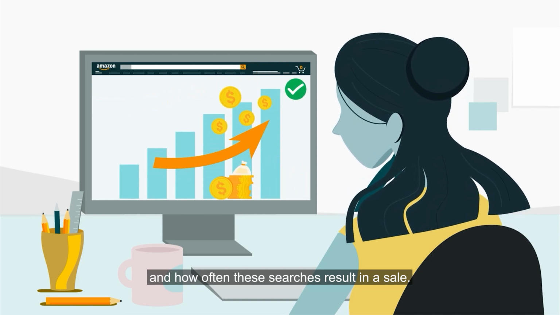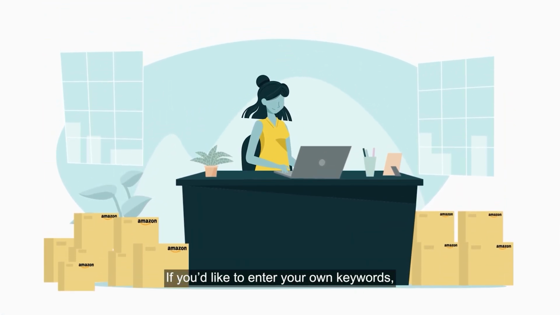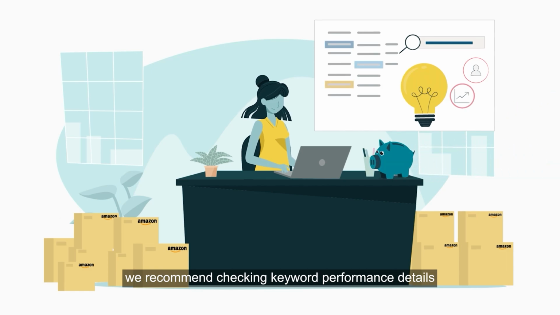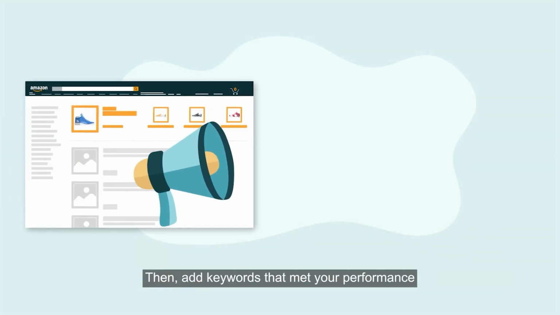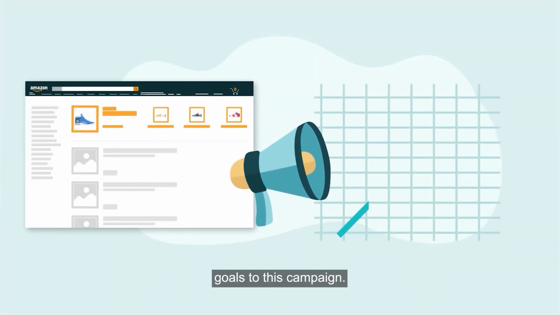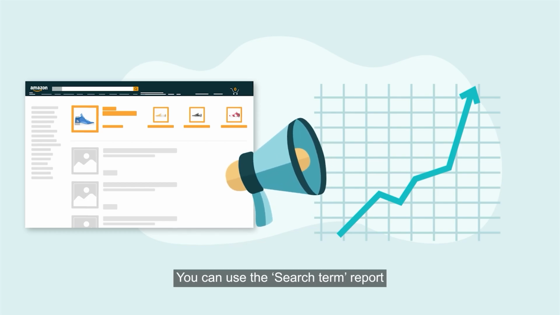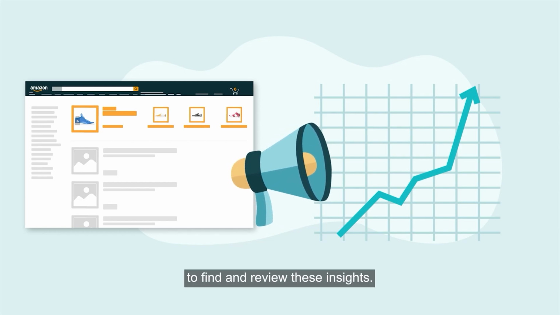If you'd like to enter your own keywords, we recommend checking keyword performance details from your other sponsored products campaigns. Then, add keywords that met your performance goals to this campaign. You can use the search term report to find and review these insights.